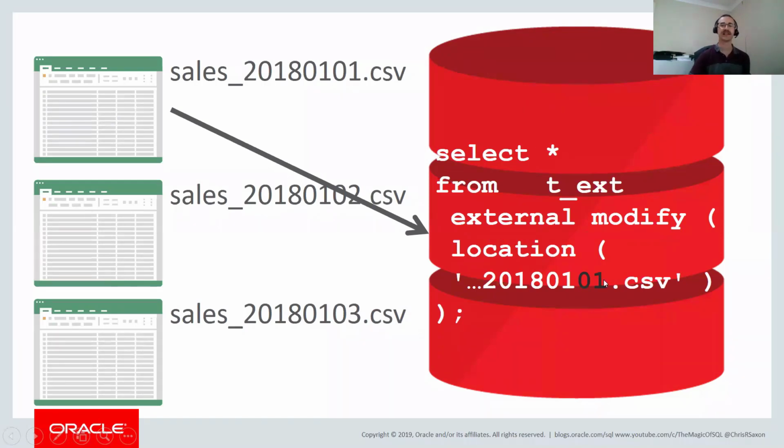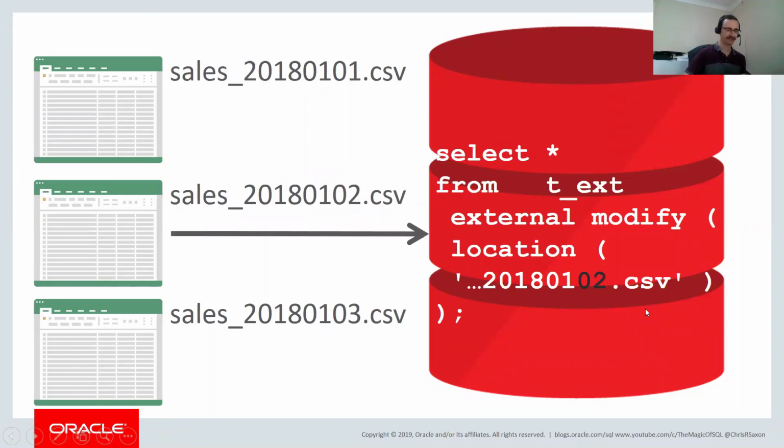And using this, you can change the settings for the various file-based parameters. So the actual file you're reading from, the log files, bad files, and also the reject limit. So instead of having to run some DDL against your table to change it, we can just use this external modify clause and say we're looking at different files. So we can see we can read from the first there, want to read from the second, we just change the name of the file in the location.